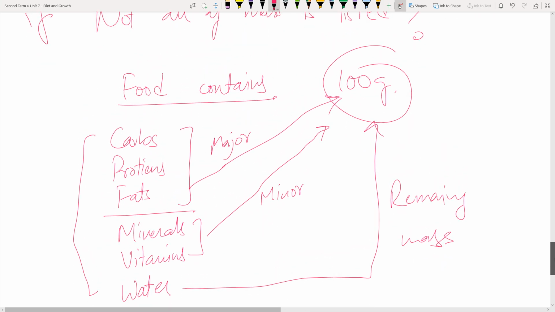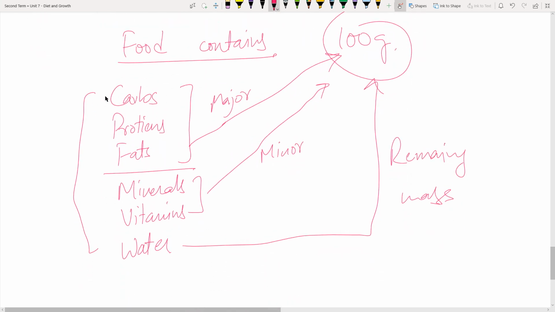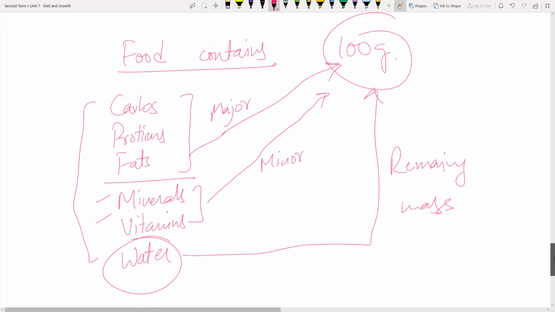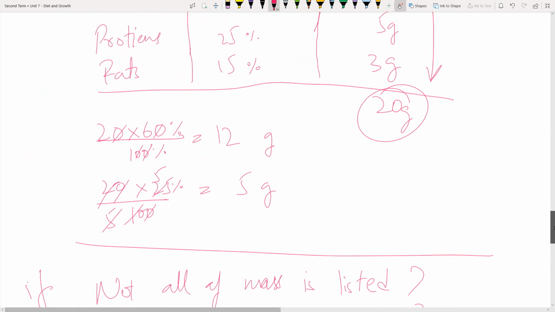You're not supposed to be calculating any of this. You're just supposed to identify which one is missing. If they just list these three, then you can say that if the remaining mass is not adding up to 100, it should be containing minerals and vitamins. If these are also listed, then eventually it's the water. We had two questions in the assessment quite recently: in one question this was listed, and you could have used either of these three. And in the second question, these two, major and minor, were listed and water was missing, so you had to write water as the remaining ingredient.